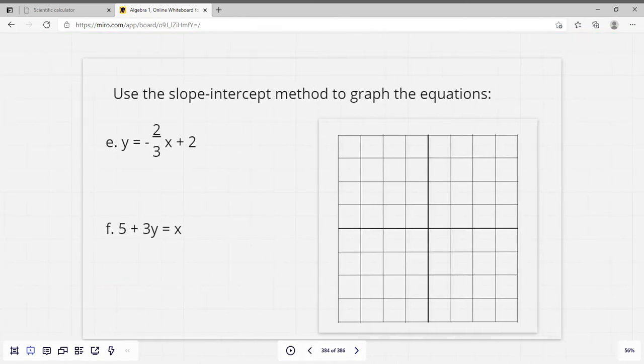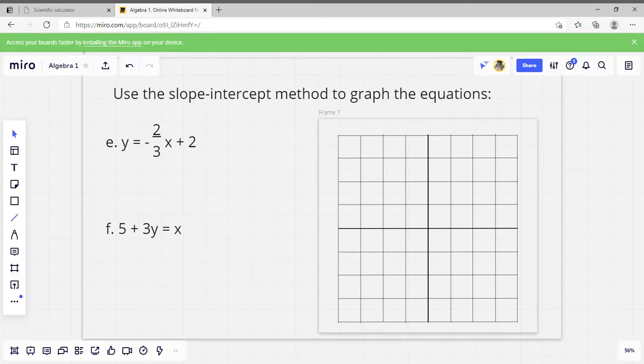Now this one wants us to use slope-intercept form to graph these. All right, so E is y equals negative 2/3 x plus 2. First thing I'm going to do is go up 2 and make a dot. Now my slope is negative 2 over 3. That means I'm going to go down 2 over 3, make a dot. I could go up 2 backwards 3, make a dot. I'm still going to be on the same line. All right, so there's E.